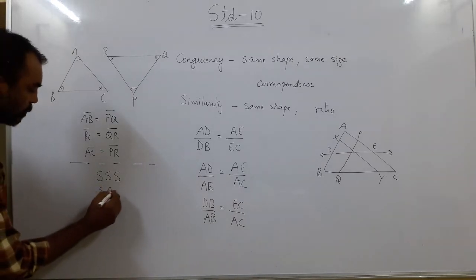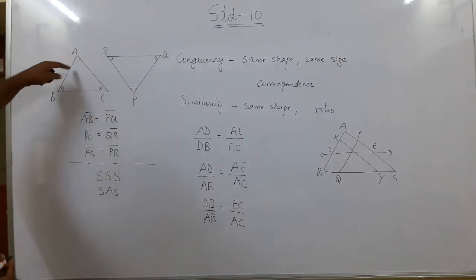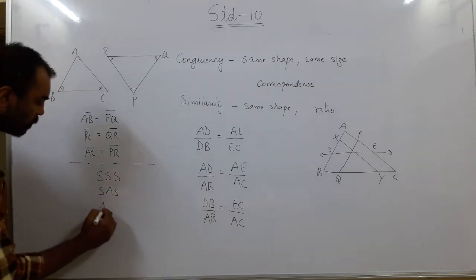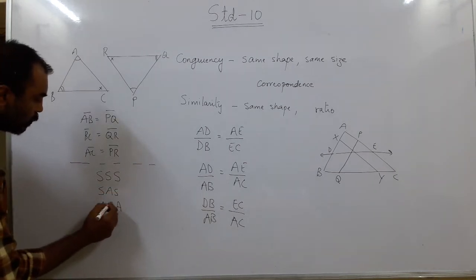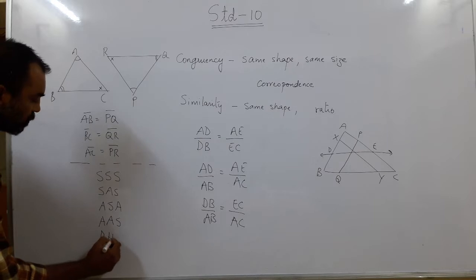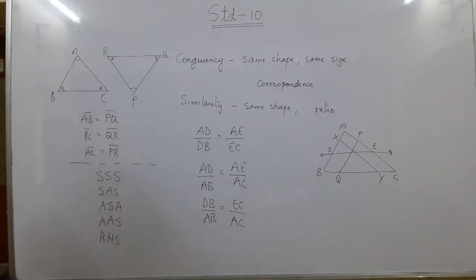If two sides of a triangle and the included angle are equal, it is congruent. Then there was ASA, two angles and the included side. From that we got a result, AAS, and the last one we did was RHS, right? This is all of the standard conditions for congruency. In the same way, we have conditions for similarity also. So today we are going to see the conditions of similarity.